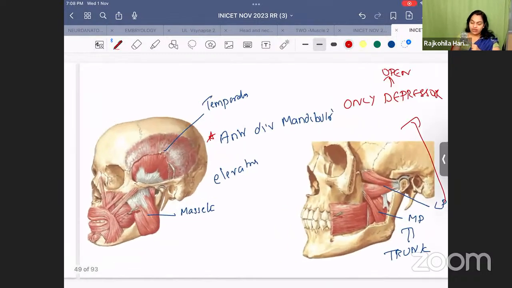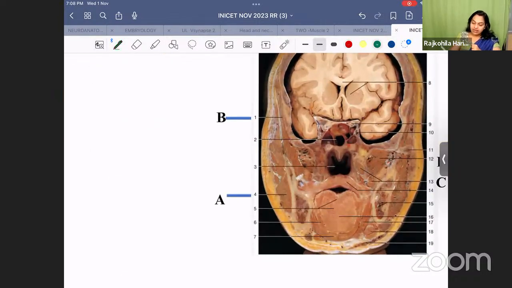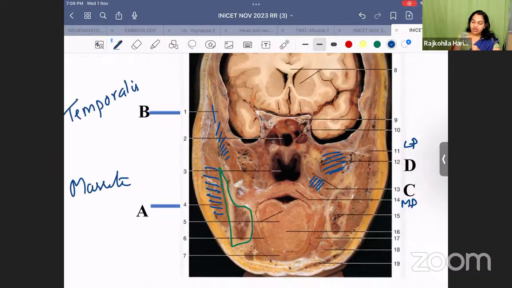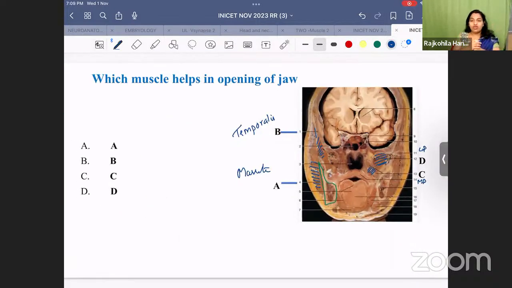Okay. Now going back to the image, where is the mandible here? This is the mandible. So this muscle sitting on the outer surface of the ramus of the mandible, we are going to label it as masseter. This muscle coming from up and inserting into the coronoid process is going to be temporalis. And this muscle going towards the capsule of TM joint is going to be lateral pterygoid. Inner to it will be the medial pterygoid, right? Now they ask which one helps in opening of the jaw. Obviously, it's the lateral pterygoid, okay?